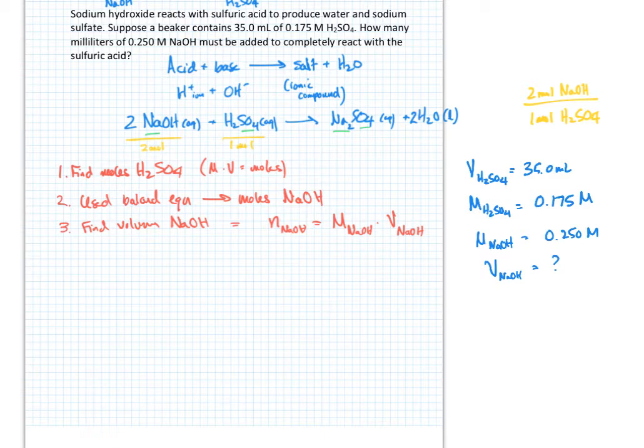Now, some of you in high school may have learned molarity acid times volume acid equals molarity base times volume base. I want you to be careful with this equation. This only works if we have a 1-to-1 ratio of acid to base, something like HCl and NaOH. Okay, so this is not a generally valid equation. This only works for specific cases.